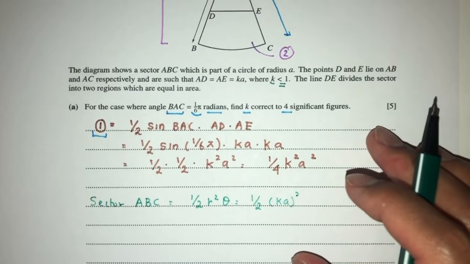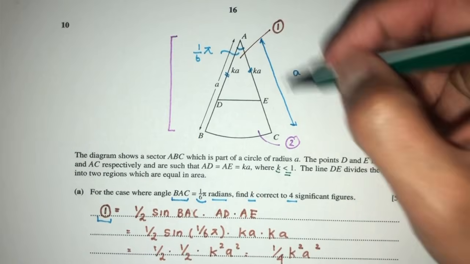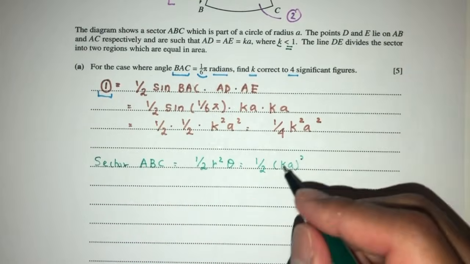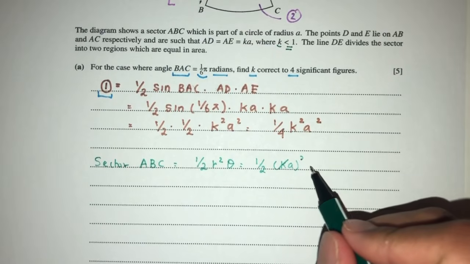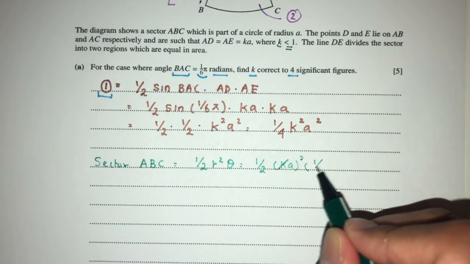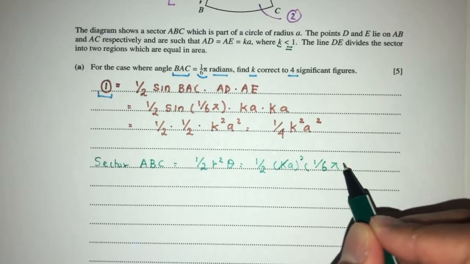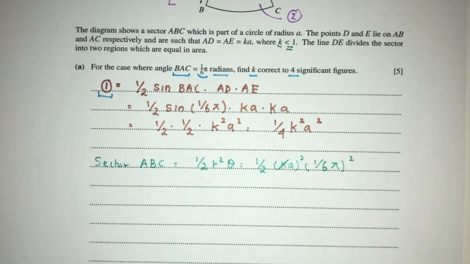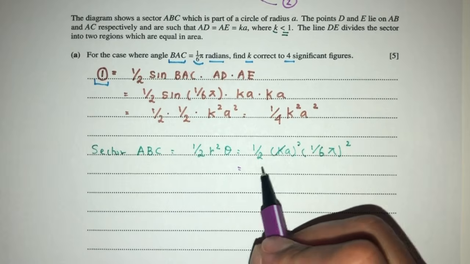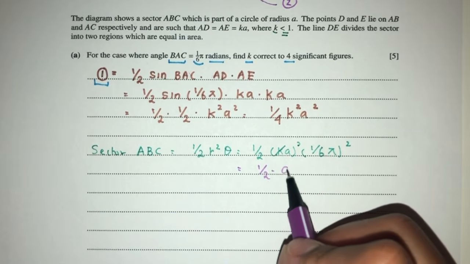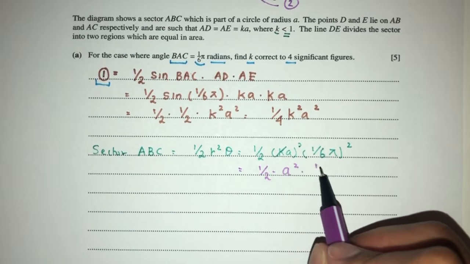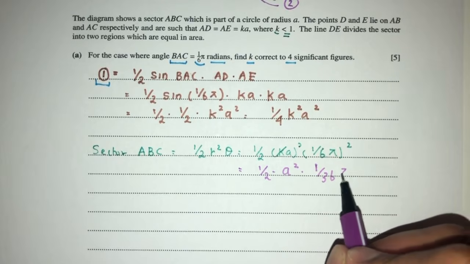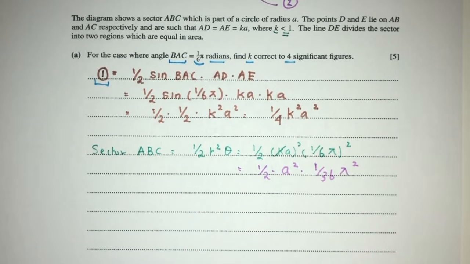Sorry, the radius here is not K, I apologize. It is the whole thing, which is A, not K. So it is A. And then we have the angle, which is 1 over 6 pi square. So simplify. That will be half times A square times 1 over 36 pi square. That is the sector ABC.